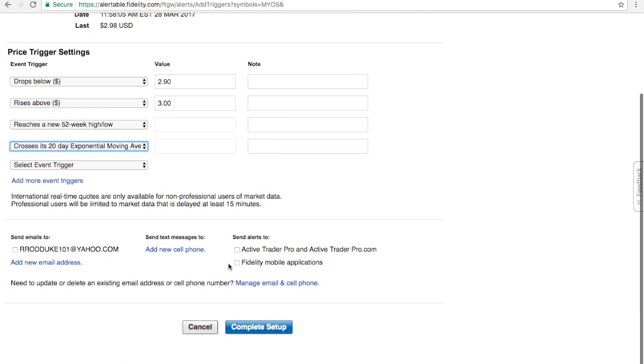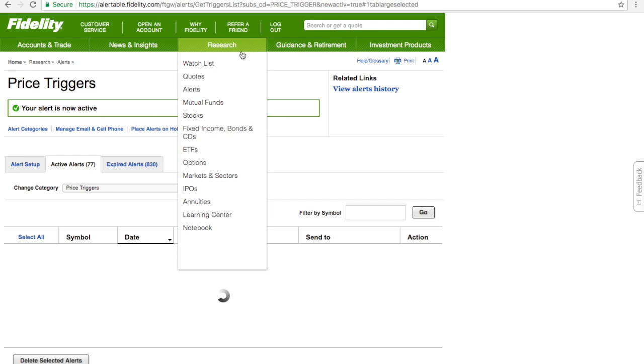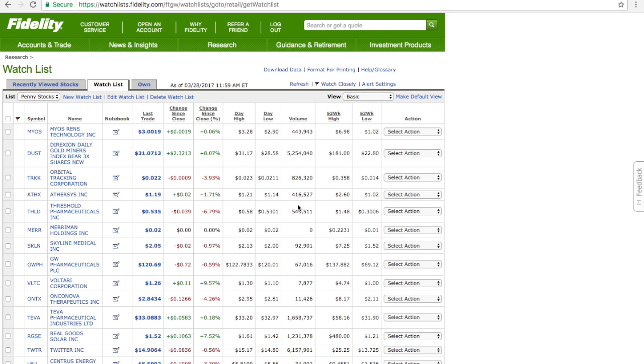So with that, all I have to do is I'll tell it to deliver via mobile application, complete, and that is it. After doing that, my alert is set. I have the app on my phone, and it will actually notify me once it's set.